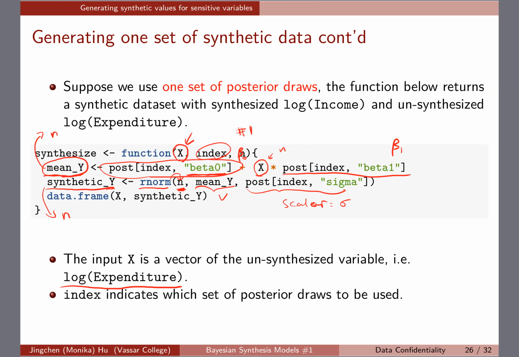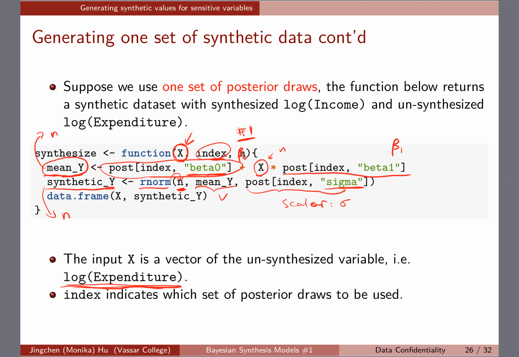Like when you run, so I guess first of all, are we on the same page about what this function is doing? What I'm thinking is this function is trying to take in an x. It could be, in this case, a vector, if you're just doing the log expenditure. This is the variable that is not sensitive, so you do not synthesize it, but it is the predictor variable. So you use that for your prediction. And if you set index to whatever value that you have, if it's a scalar, then you will just take one row of that post output, and that will give you a value for beta 0, a value for beta 1, and a value for sigma.